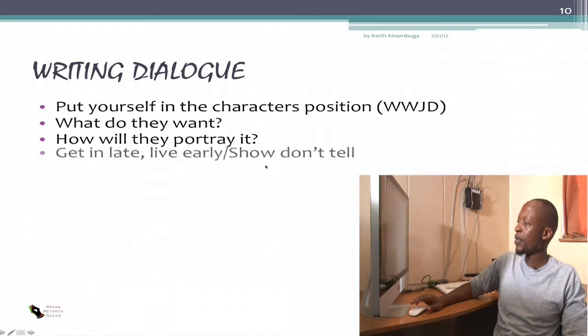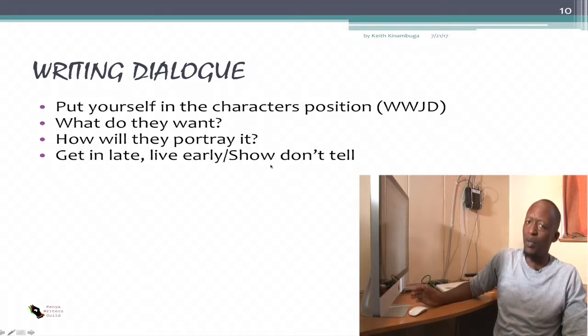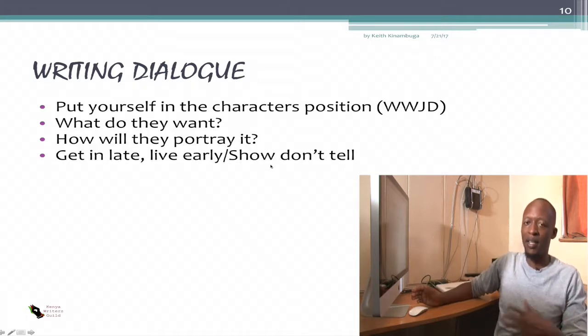The next one is a common rule: get in late and leave early. You get in when the conflict is almost at its maximum, and leave just when it's about to end. Sometimes when it's ending, but yeah, that's mathematics. It depends on how you want to portray your scene.